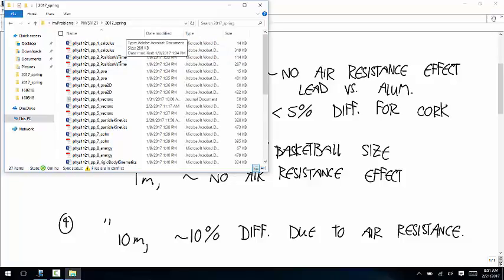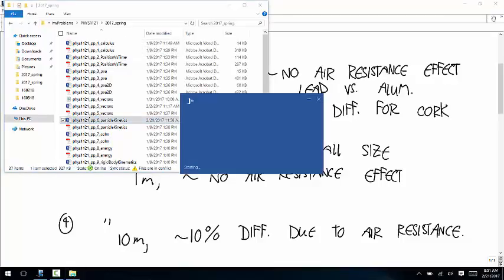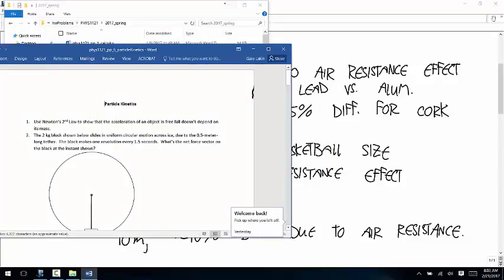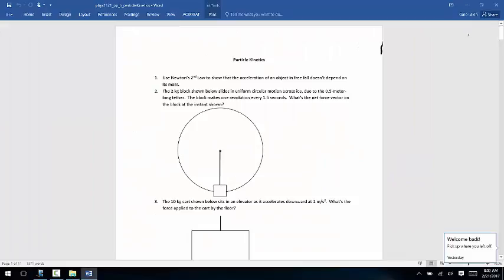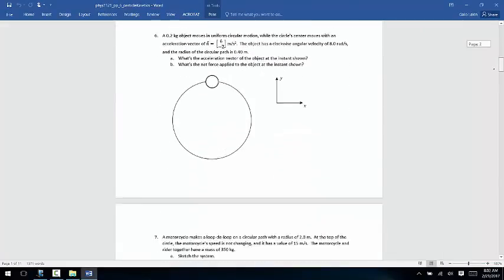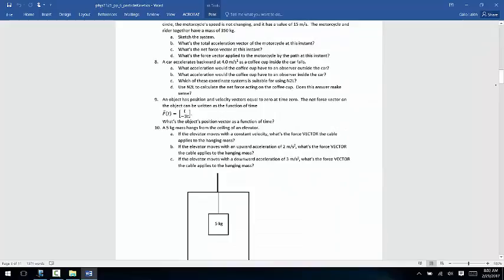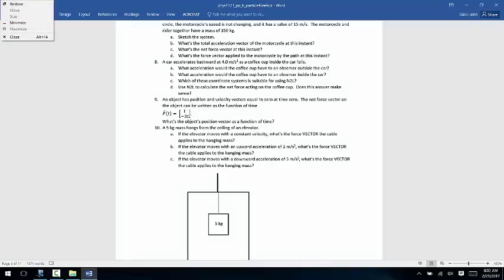This is particle kinetics. Okay, so 8. A car is accelerating backwards. It gives you the acceleration of the car, and a coffee cup falls. What acceleration would the coffee cup have according to the person driving the car? What would it look like?